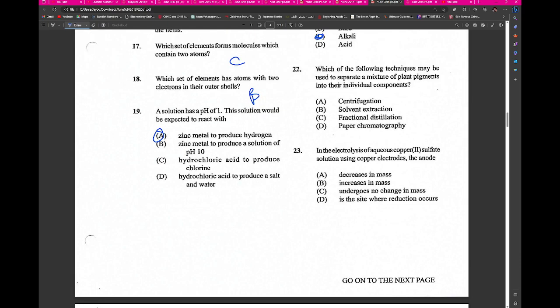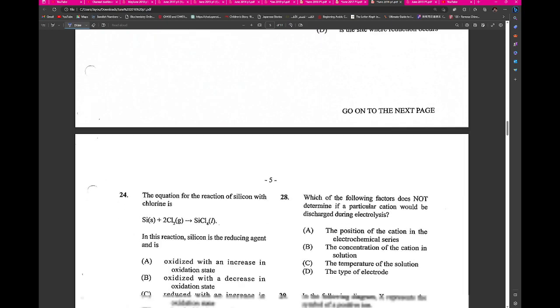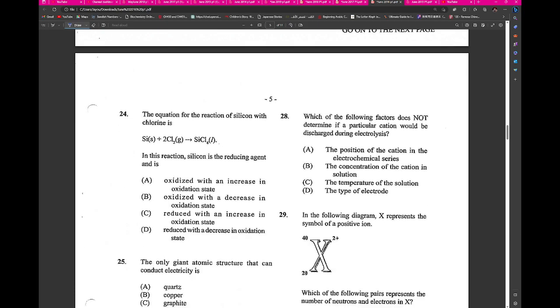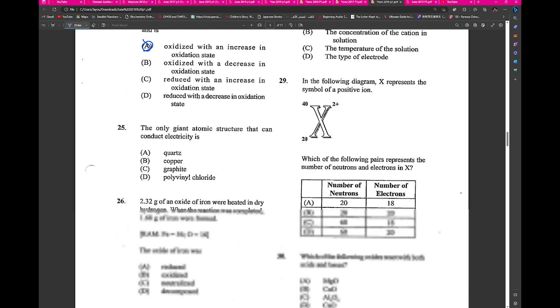Mostly. Which of the following techniques may be used to separate a mixture of plant pigments? This is paper chromatography. In the electrolysis of aqueous copper sulfate solution, using copper electrodes, the anode would decrease in mass, right? The equation for the reaction of silicon with chlorine. In this reaction, silicon is a reducing agent, and if it is a reducing agent, it is oxidized and increases in oxidation state. The only giant atomic structure that can conduct electricity is graphite.